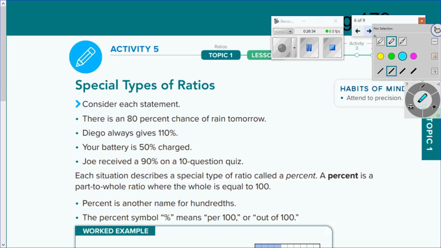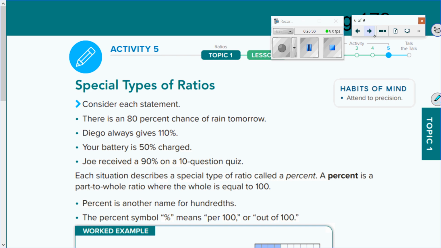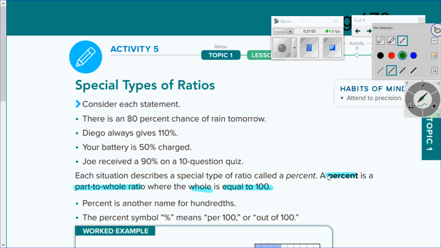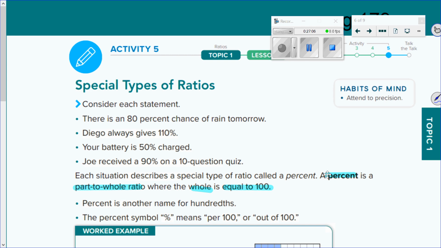I'll be honest, in most of math, percents is one of my single favorite things, because percent is actually super simple. A percent is a special ratio, part to whole, where the whole is equal to 100 every single time. You guys have probably heard some of these. There's an 80% chance of rain tomorrow. Actually, that goes pretty much through the weekend. We got a big storm system coming through.